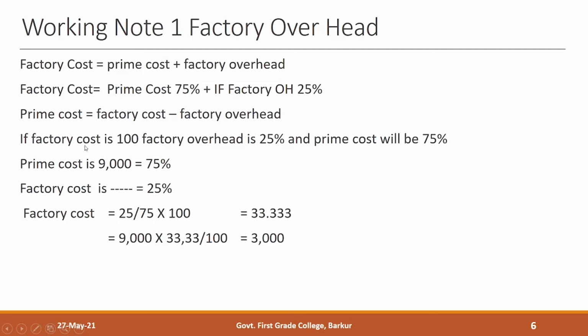So if factory cost is 100, the factory overhead is 25% and prime cost is 75%.